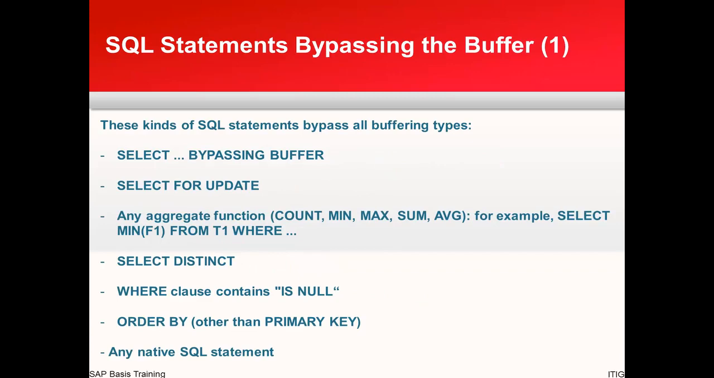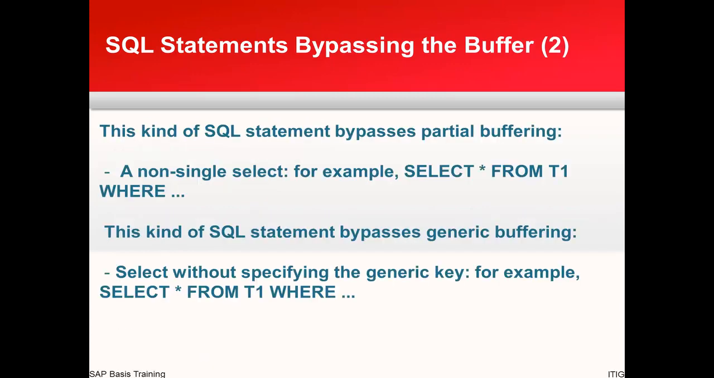Okay, there are some ways where you can bypass the buffering. Basically, you can use this syntax just to bypass the buffering. You can use any of the syntax: select bypassing buffer, select for update, select distinct, select clause contains is null. So basically these are the different ways you can bypass the buffer. Okay, so bypassing partial buffering, it's an example, just you can go through it.